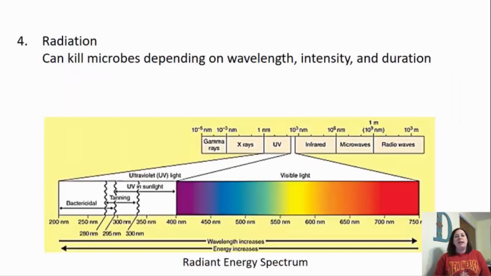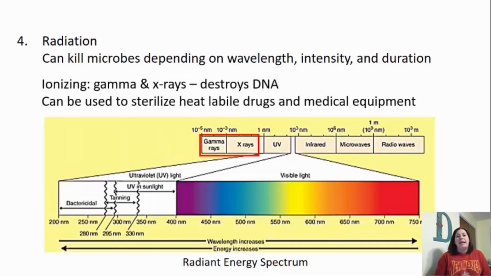So with radiation, it can kill microbes depending on the wavelength, the intensity, and the duration of exposure to this radiation. Ionizing radiation is going to be the radiation that has the higher intensity and the shorter wavelength. These include gamma rays and X-rays. They can be used to sterilize heat-labile drugs and medical equipment, but the reason for this is they do alter the DNA. This is why you should not expose yourself to gamma rays and X-rays. If you get X-rays occasionally, it's not that big a deal, but the X-ray technician needs to protect themselves if they're giving hundreds of X-rays a day. All right, and so these are the ionizing.